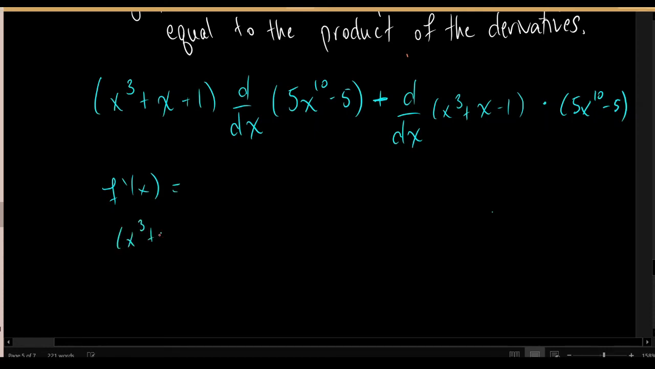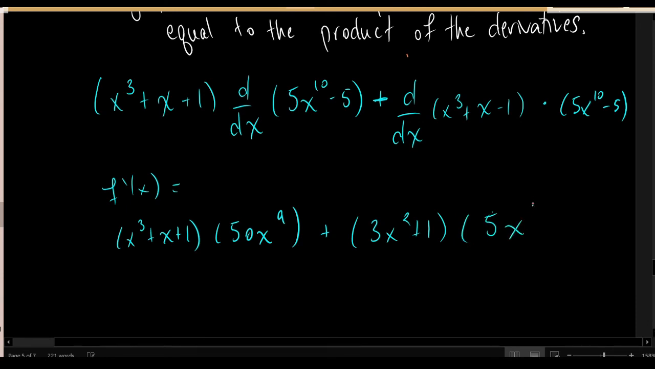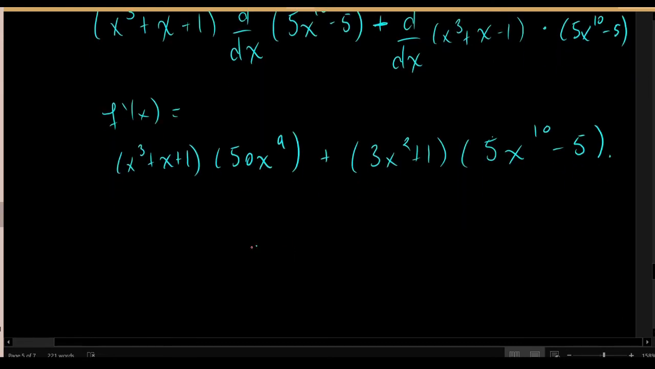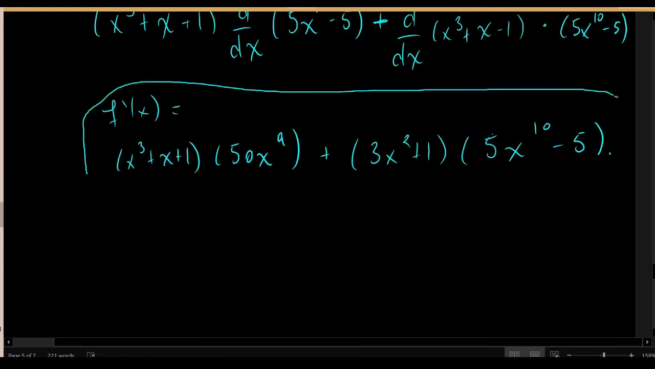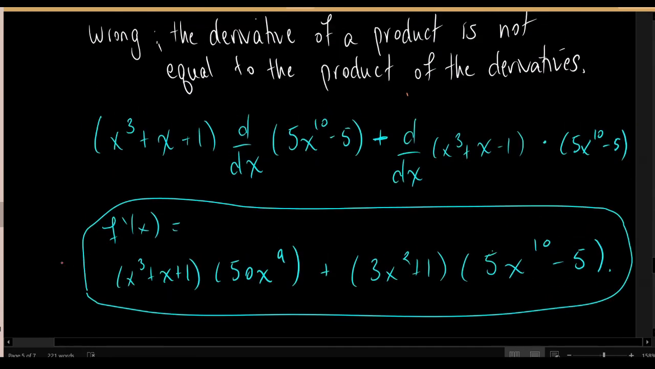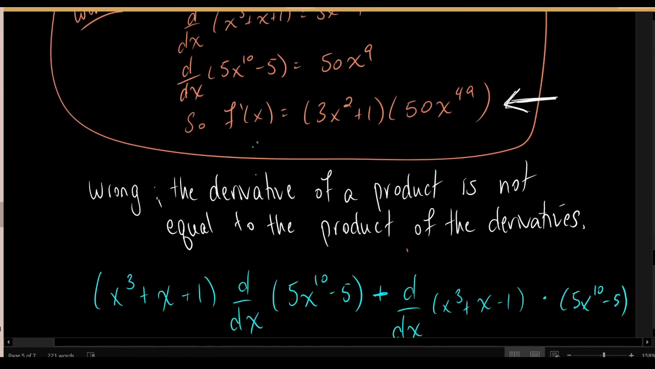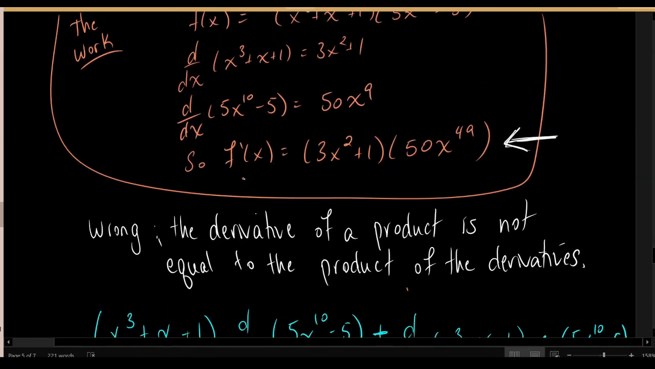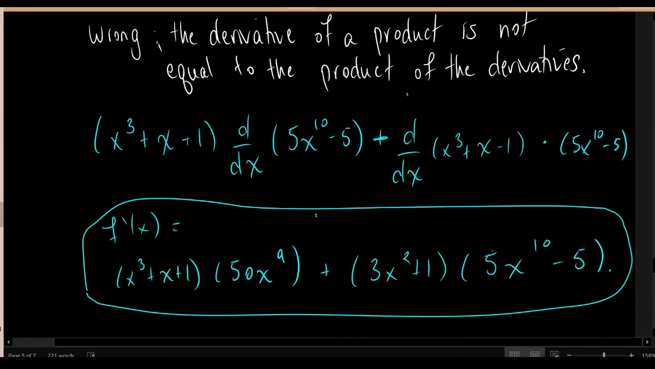to x cubed plus x plus 1 times 50x to the 9th plus that 3x squared plus 1 times the entire second factor, 5x to the 10th power minus 5. This is the actual identity of f prime. Notice how much more gargantuan and complicated it is than the rather hopeful result in the wrong work. F prime here was so lovely and simple, but alas, this is incorrect. The truth is down here.